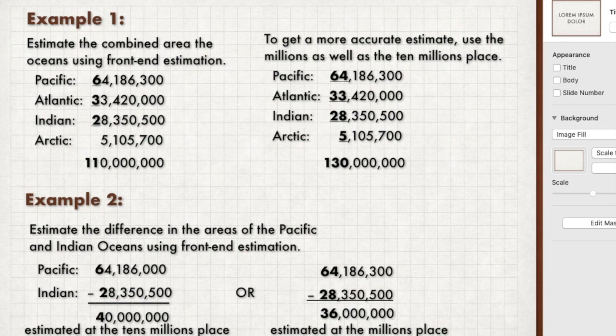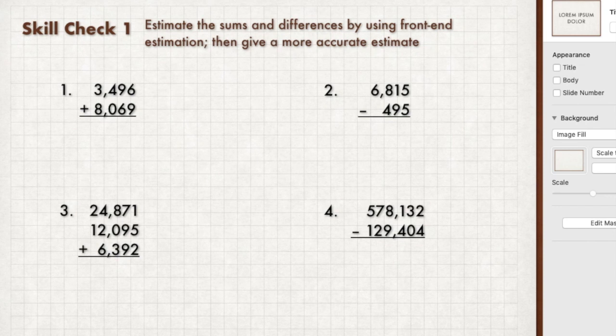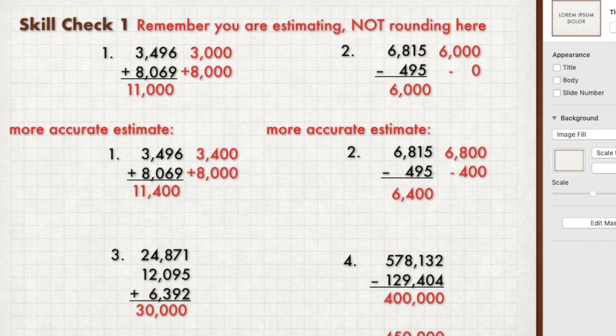If you look at example 2, the front-end estimation at the 10 millionths place, I'm just subtracting the 2 from the 6, and I come up with 40 million. But if I want to make it more specific on the front estimation, I'm going to subtract the 28, which is the 10 millionths and the millionths place, from the 64. So that's a little more specific.